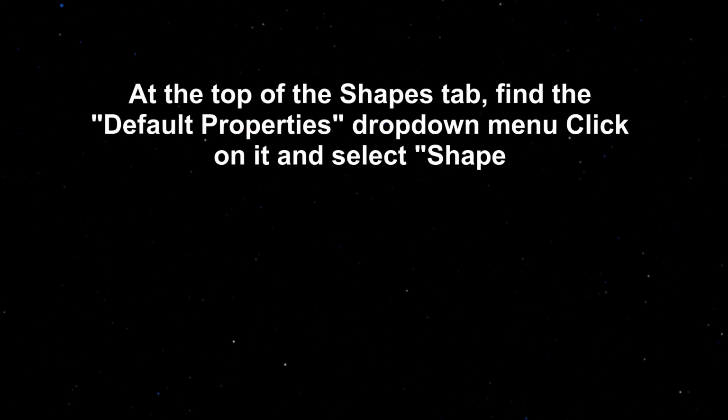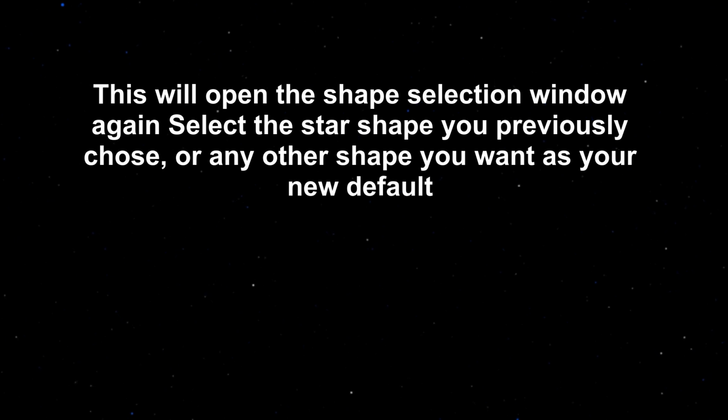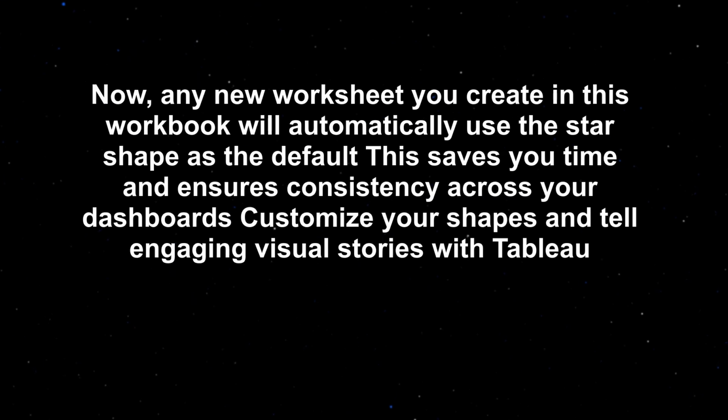At the top of the Shapes tab, find the Default Properties drop-down menu. Click on it and select Shape. This will open the shape selection window. Again, select the star shape you previously chose or any other shape you want as your new default. Now, any new worksheet you create in this workbook will automatically use the star shape as the default.